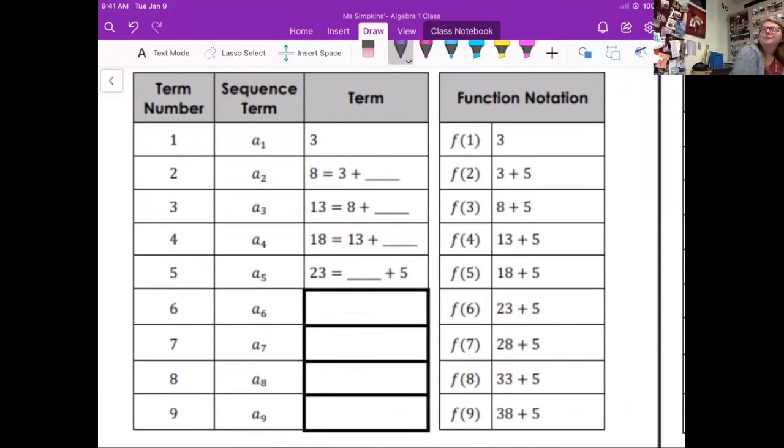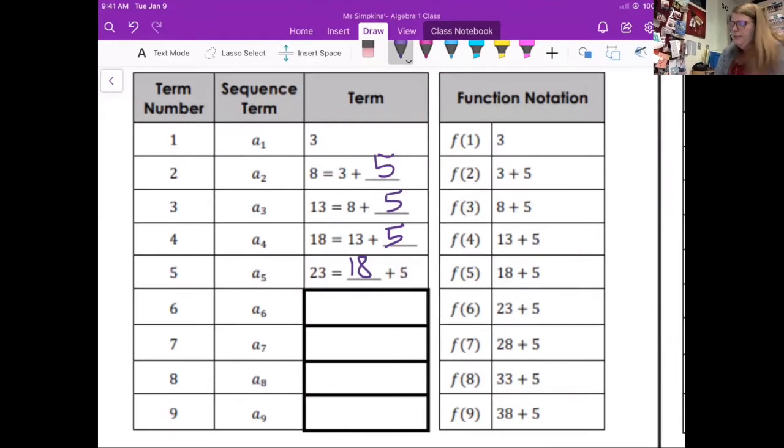They would know. Okay, so we're going to fill in this table. We're going to try and find the 9th term. We know that the first term is 3. To find the second term, 8, we would add 3 plus 5. To find the third term, 13, you would take 8 plus 5. To find the fourth term, 18, you would do 13 plus 5. To find the fifth term, you would do 18, the previous term, plus 5.